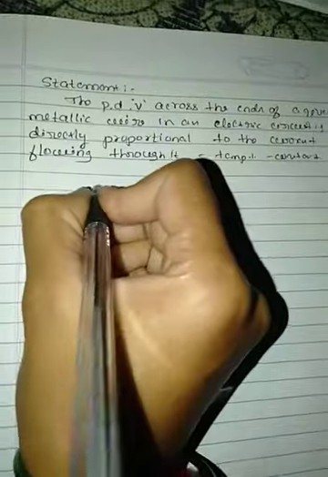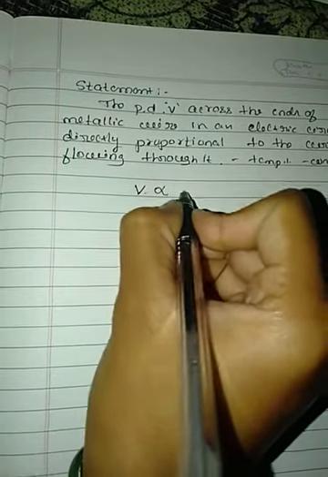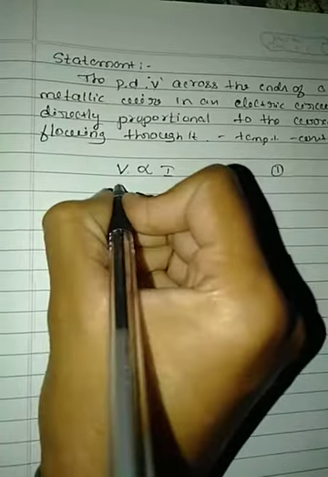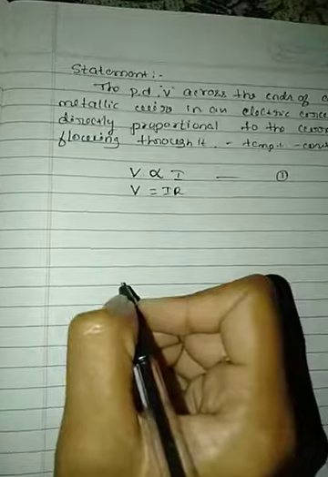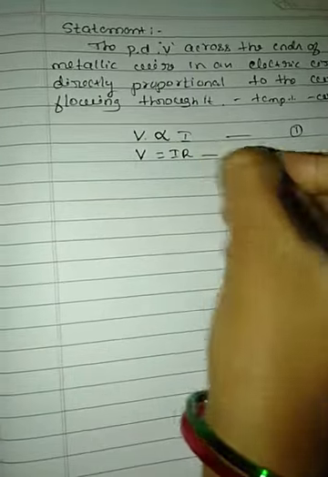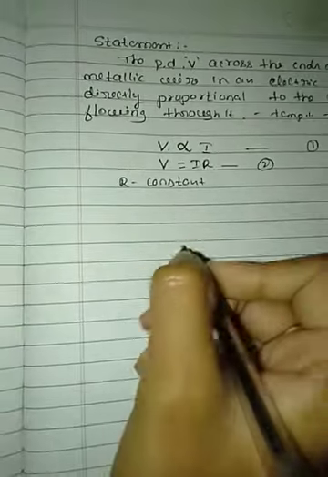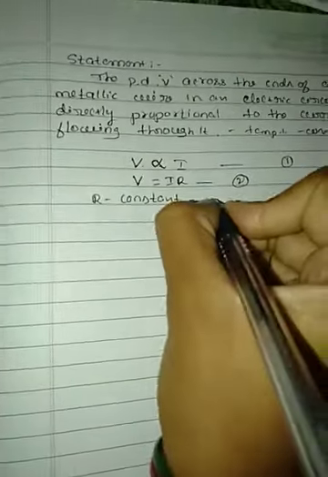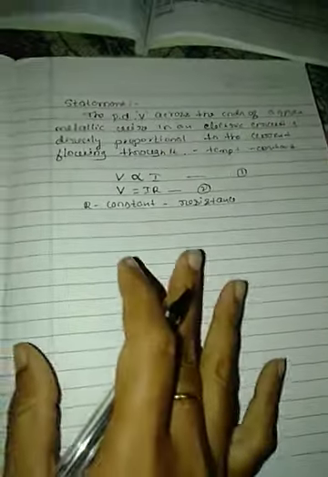In equation form, the potential difference V is directly proportional to the current flowing through it. This is equation 1. This can be written as V is equal to I into R when you remove the proportionality constant. This is equation 2. Here R is a proportionality constant. It is the constant for a given metallic wire, and this is called resistance. Remember that, which is very important in this chapter.